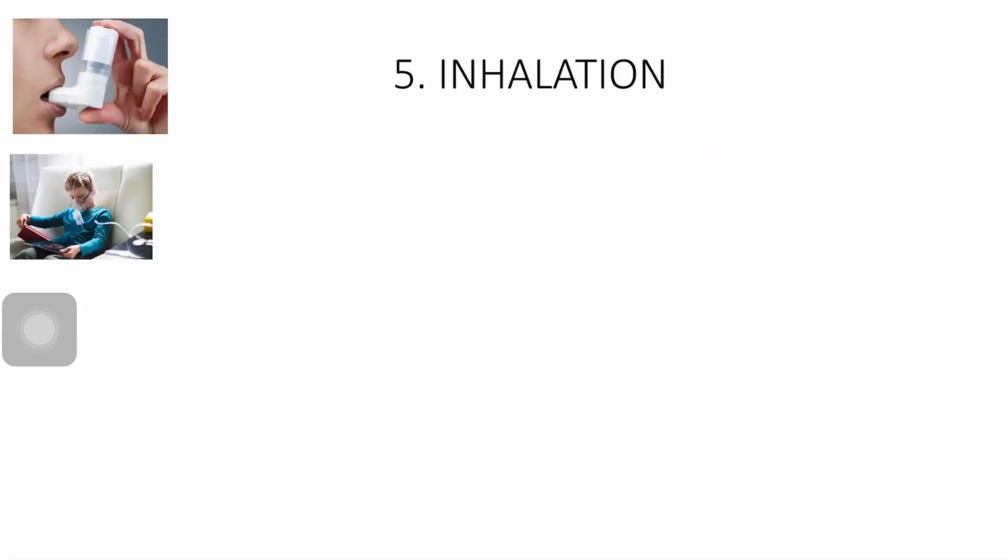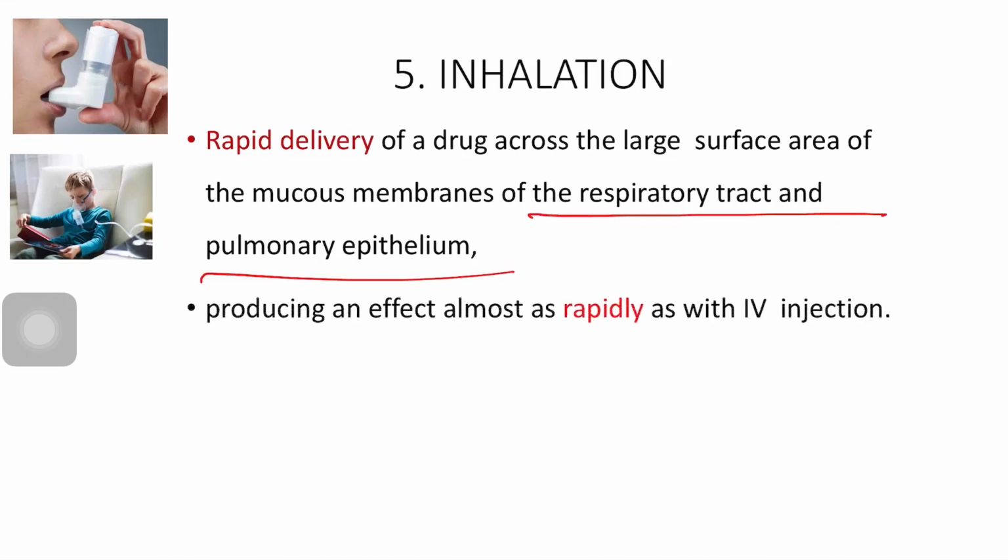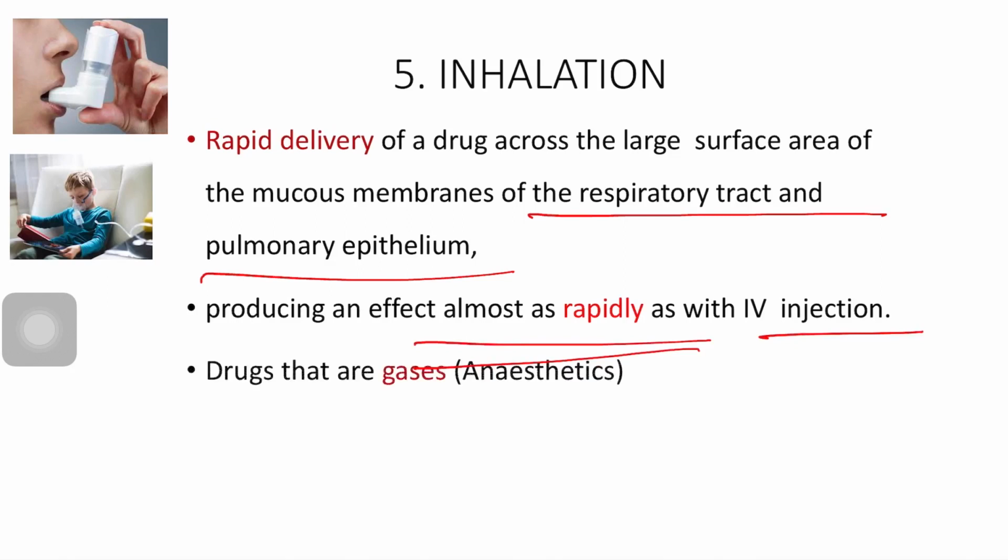Now let's talk about the inhalational route. As the picture suggests, here we give drugs which go directly into the respiratory system or the lungs, and through which they get absorbed. So it's a rapid delivery of drugs across the larger surface area of the mucous membrane of the respiratory tract and pulmonary epithelium. The drug goes directly into the lungs, and through the pulmonary epithelium it gets absorbed. It produces rapid actions, as rapid as IV injection. So these are very rapidly acting, direct-acting drugs.